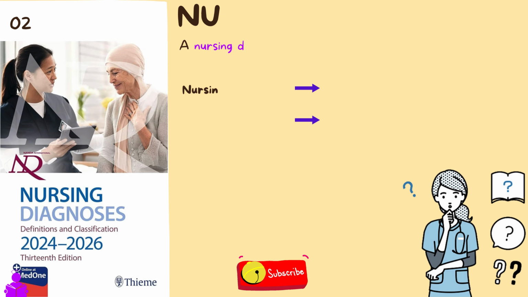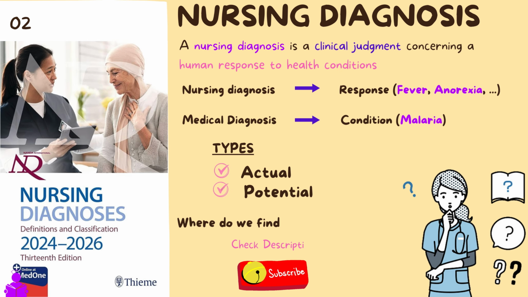Now let's talk about the second component, which is the nursing diagnosis. This is not just about what's wrong with the patient medically, because a medical diagnosis is what's wrong with the patient. But when you use the word nursing diagnosis, it is about how the body and the mind of the patient is responding to the condition. A nursing diagnosis is our professional opinion, our clinical judgment, of how a person is handling their condition. So the doctor might diagnose malaria, but we diagnose the patient's response to malaria. Things like fever, fatigue, or anorexia. Are you seeing the difference?